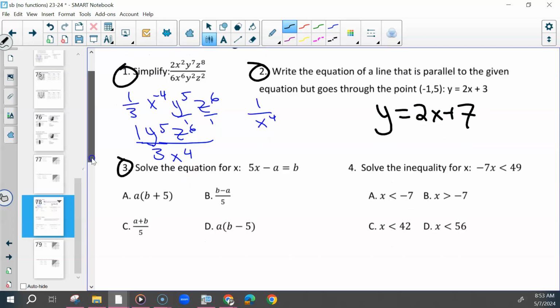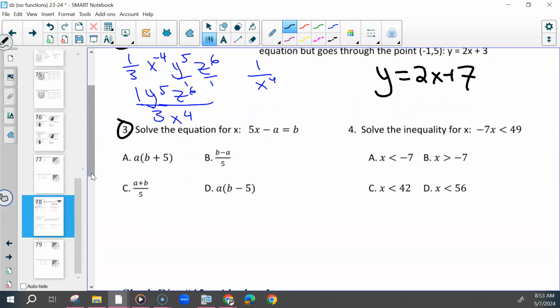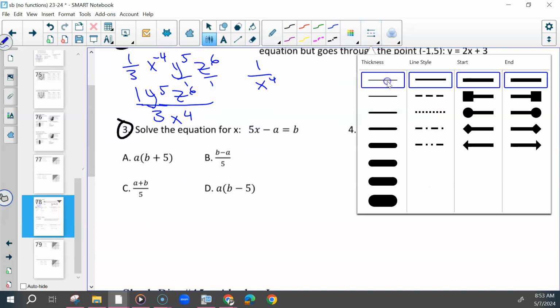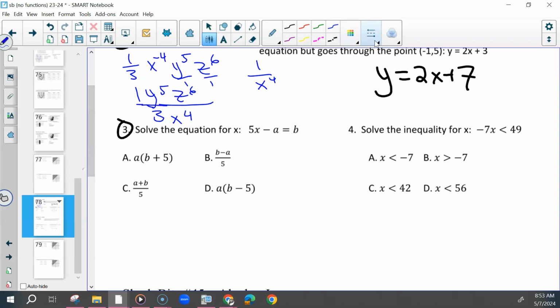And then for number 3, this is one of your literal equations. You literally solve this for x. So we're trying to get x by itself, get rid of a by adding it to the other side. Get rid of the 5 by dividing it on both sides, so that x equals b plus a over 5.